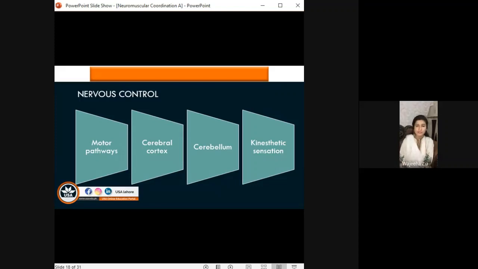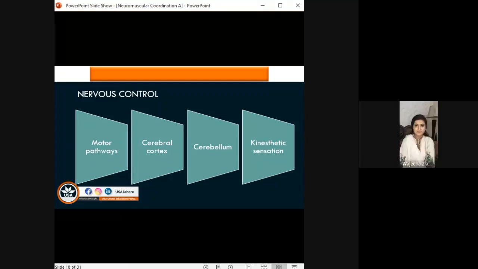Now the nervous control. After muscles, the second most important thing is the nervous control. Before going to nervous control, you can give an example for the action of the muscles. So who will give the example of agonist, antagonist, synergist, and fixator? You can give the example of any part of your body.